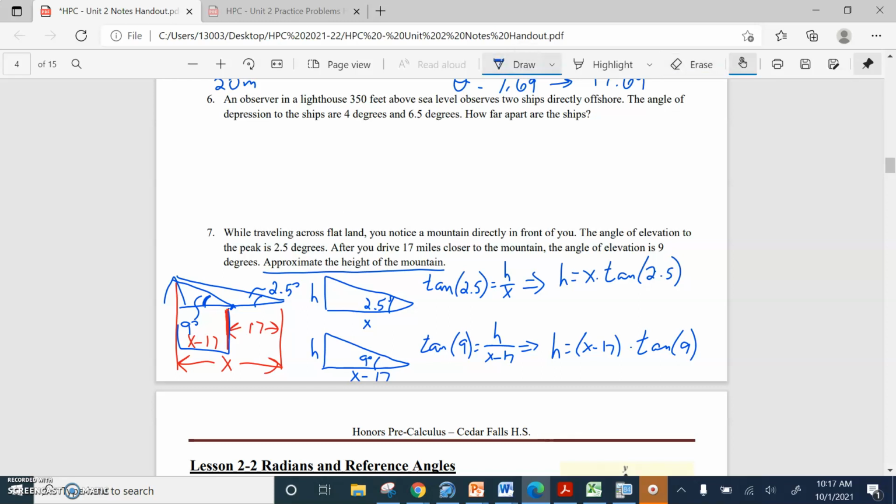So we know that h is equal to x times tangent 2.5, but h is also equal to x minus 17 times tangent of 9. What we can do is go back, and I'm going to start up here now. H is equal to these two equations down here, but h we also know is equal to h. That sounds kind of silly, but we're going to use that.